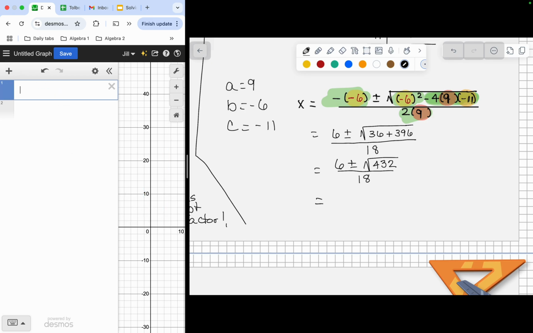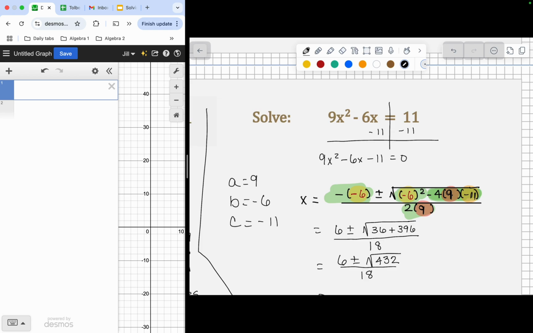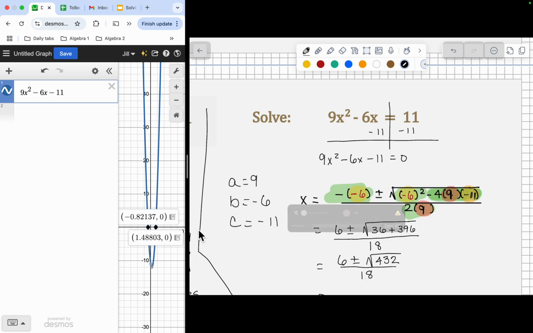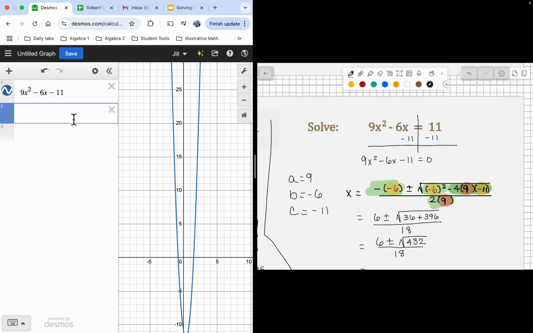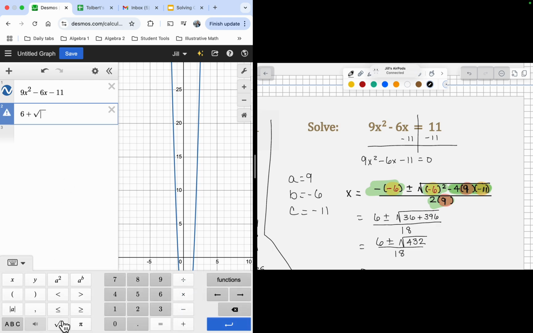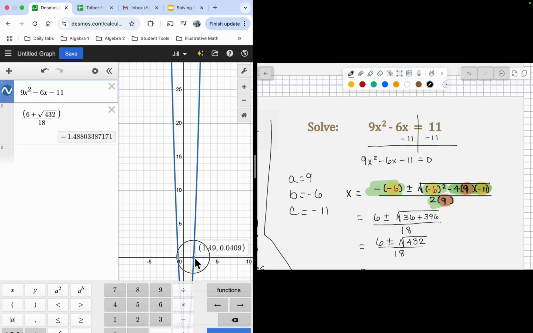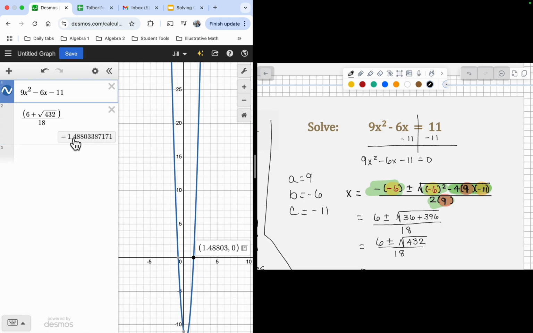We can double check that here. We're not quite done with it, but we can go ahead and double check and make sure we're on the right track. So here are our 2 solutions, here and here. We can double check that by entering our first solution, so 6 plus the square root of 432, all of that divided by 18. And 1.4 should be one of our solutions, and it is. You can see this number here matches this number exactly.